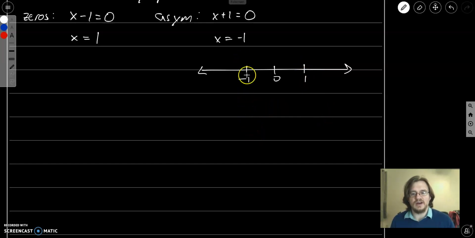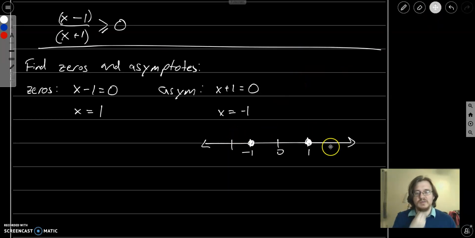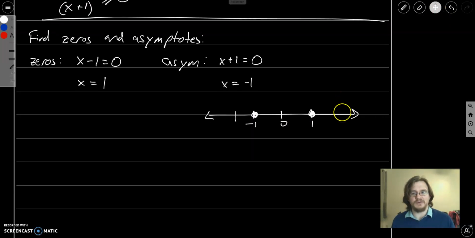Our function may switch from positive to negative on both sides of negative 1. And it could switch from being positive to negative or negative to positive as we cross over 1. We simply don't know where the function is going to be positive or negative. However, we do know that to the left of negative 1, if we can find one point that's positive, it's all positive. If we can find one point that's negative, it's all negative. So we only need to test one value to the left of negative 1, one value between negative 1 and 1, and one value to the right of 1.